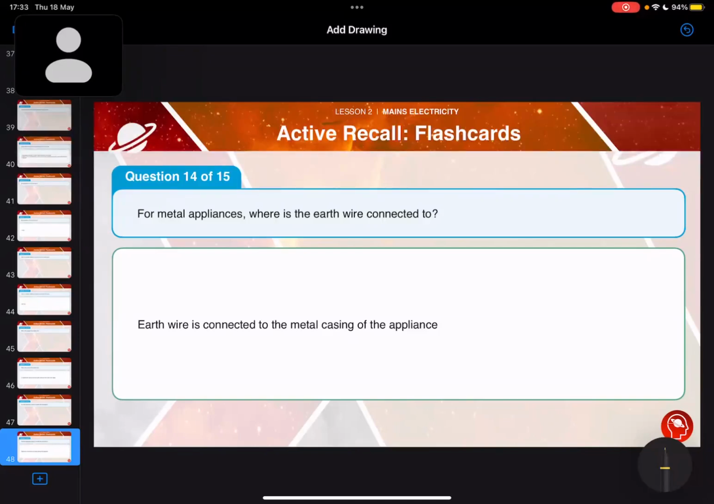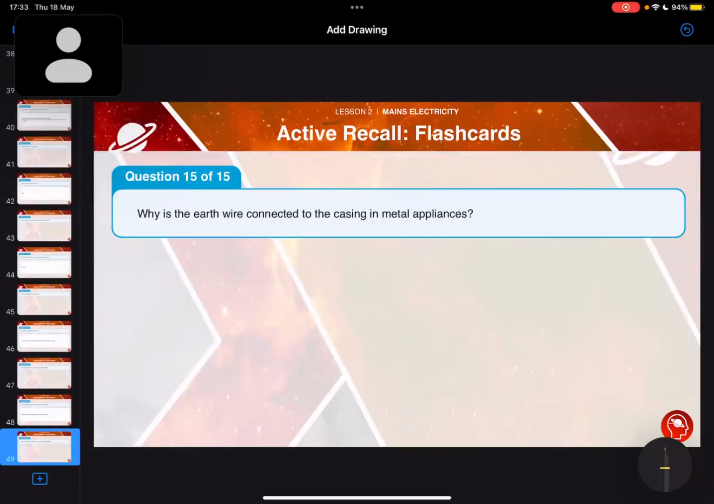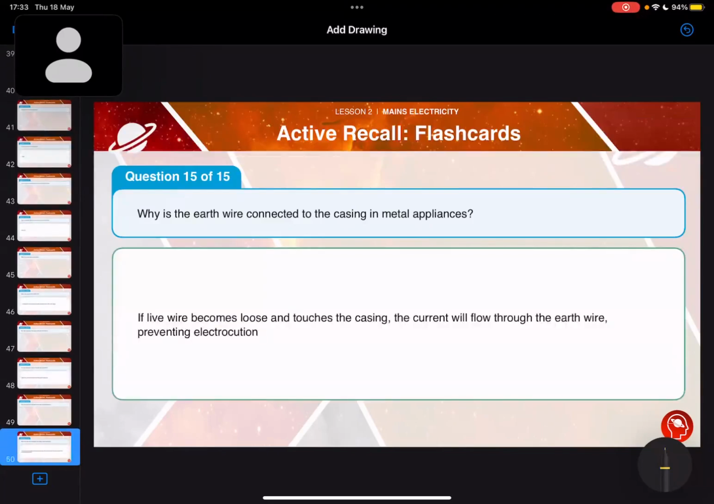No? That's okay. So that is essentially the last question that we wanted to cover. So why is the earth wire actually connected to the casing in metal appliances? It's because, let's say the live wire becomes too loose and touches the casing, the current will flow through that metal appliance if you don't have the earth wire. But if you connect the earth wire to the outside of your appliance, essentially, or the metal casing of the appliance, then the earth wire will take the current instead.